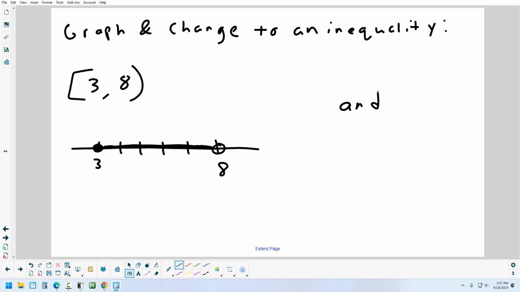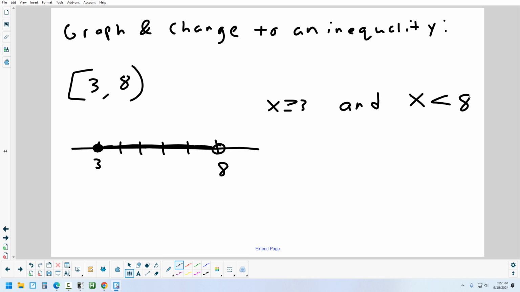So what would be the two inequalities that you would use to describe the numbers between 3 and 8? Start out with x has to be greater than or equal to 3. And what else does it have to be? Just less than 8. Yep, just less than 8.